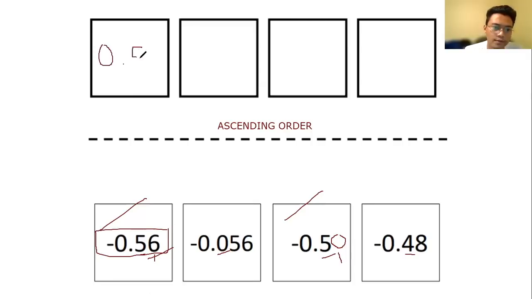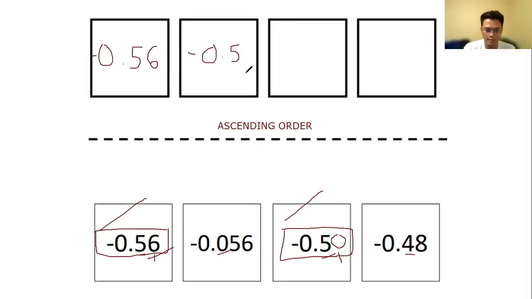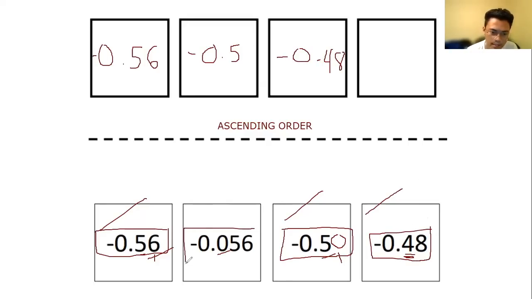So here, don't forget the negative. That's negative 0.56. And then your next choice would be this one, 0.5. Those two are your choices for the least numbers. So you'll have your negative 0.5. The next one: look for the third least number. You have negative 0.056 and negative 0.48. Which is bigger here, 0 or 4? That is 4. So this will be your third least number, negative 0.48.